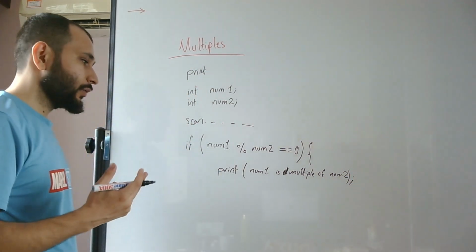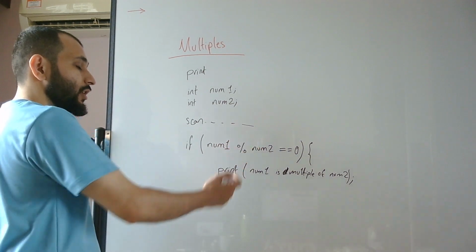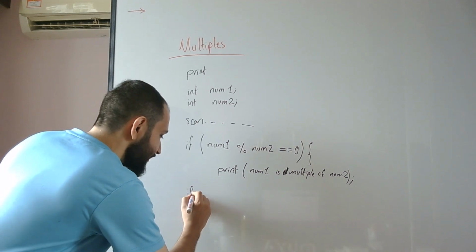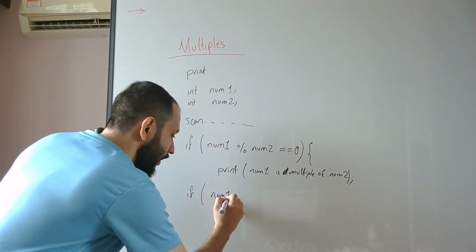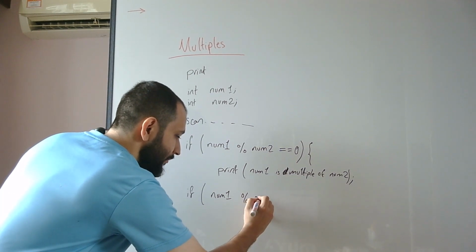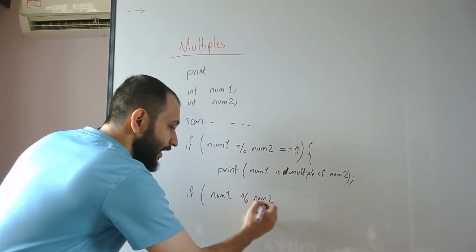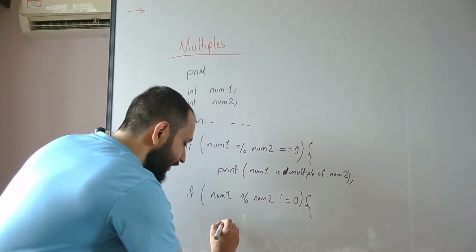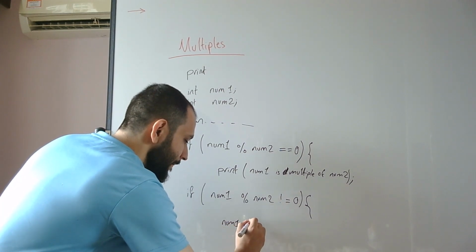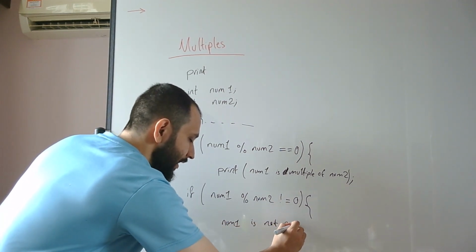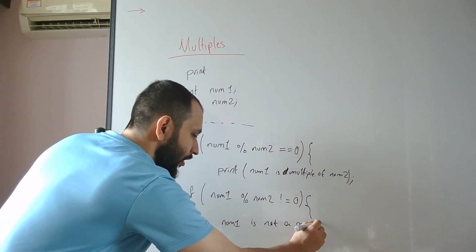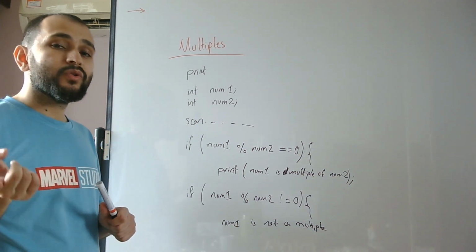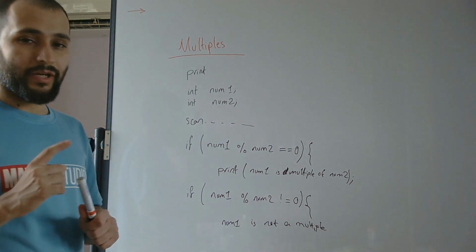And the second condition that we want to check, what if num1 is not divisible by num2? That we have to check with another if statement. If num1 is divided by num2 and the remainder doesn't yield a 0, then we can say that num1 is not a multiple of num2. And that's it. This is the logic of our program. Now let's go to my computer and we can start coding.